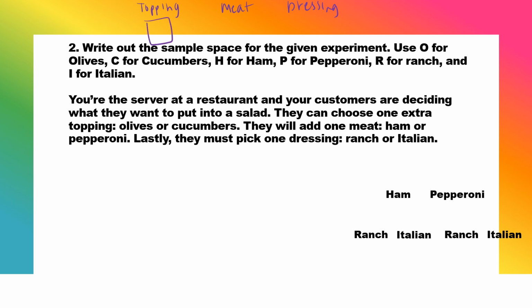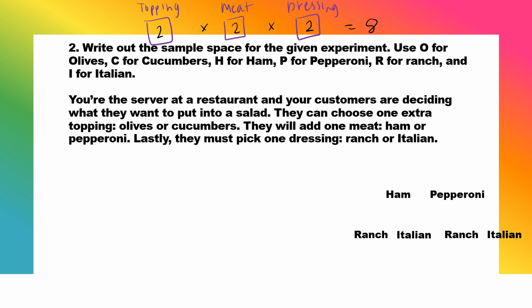All right, so I'm thinking of each of those as a box. In the box, I'm going to write how many choices I have or how many outcomes are possible for toppings. I could have one of two toppings. I can either have olives or cucumbers, so I have two options there. I have two choices for meat, and then I have two choices for dressing. So I'm going to multiply those to find the total number of outcomes in the sample space.